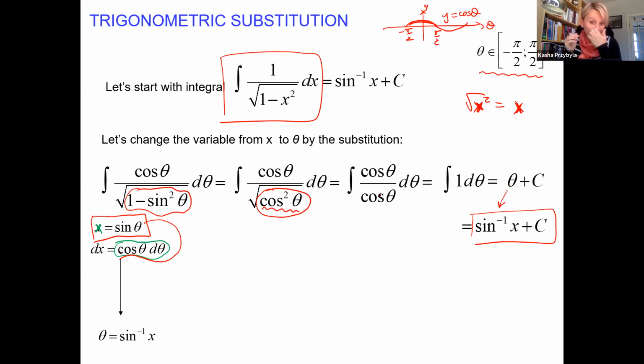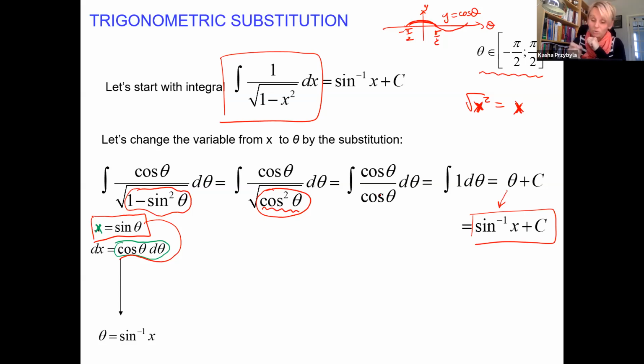Yes, we can use cosine, of course. We can use cosine because of cosine squared, but you may probably have some negative sign and some opposite. I can just make a note that it's much easier to use the sine function. Even the textbook suggests to always use x equals sine theta.